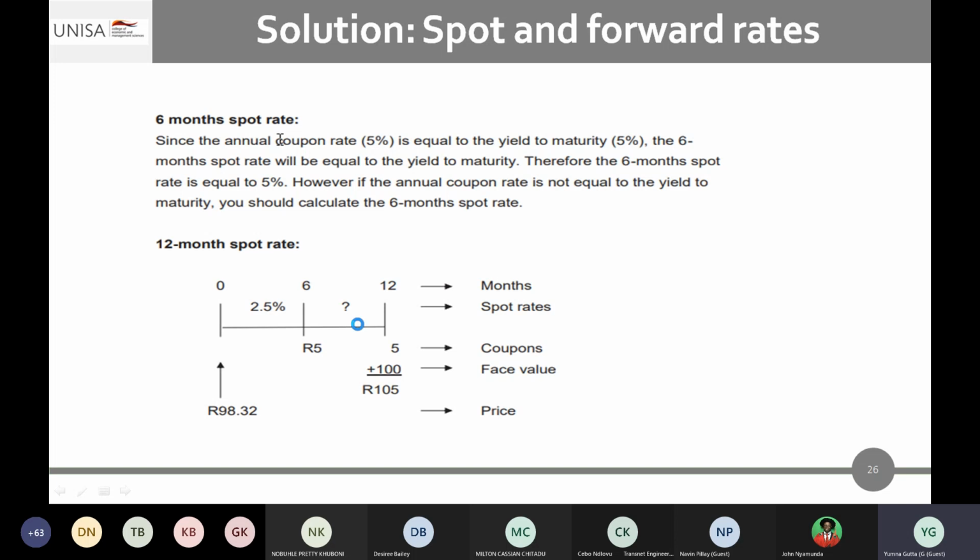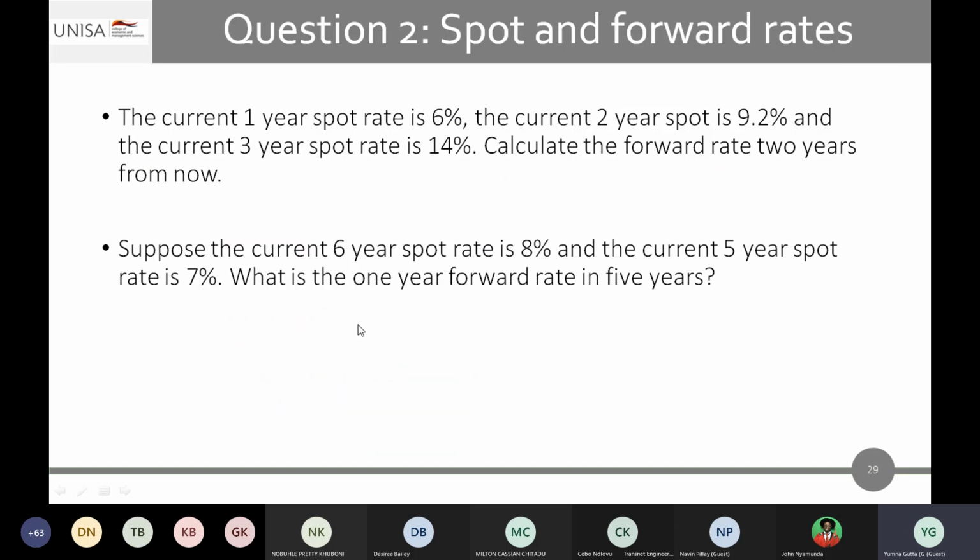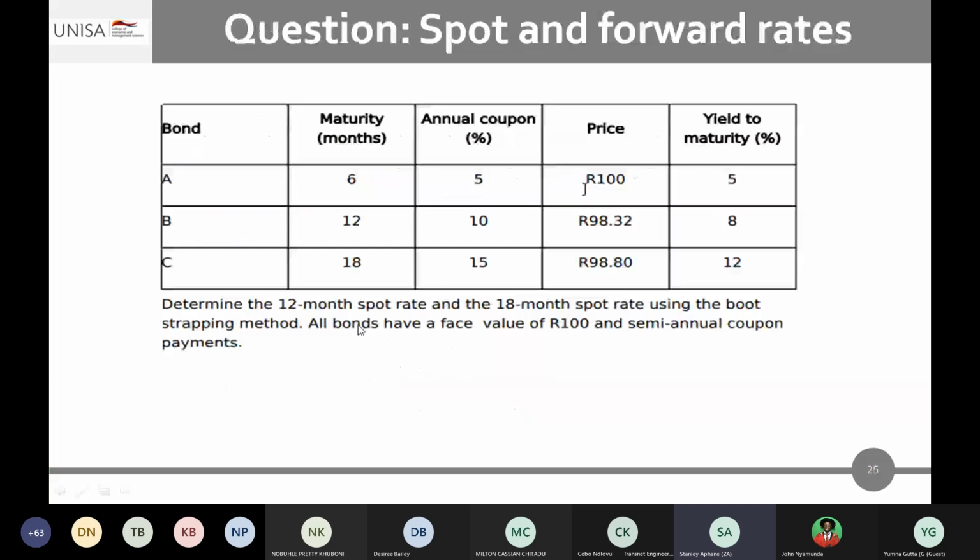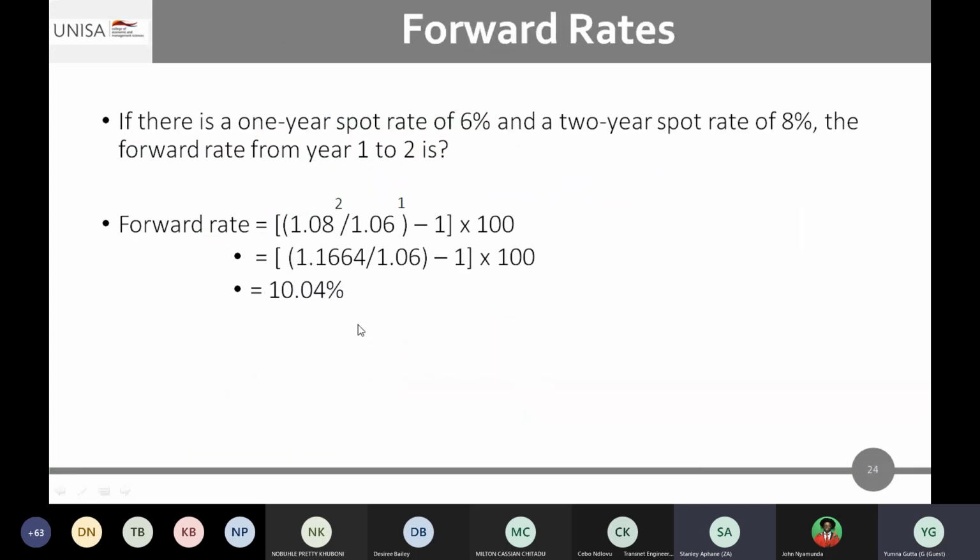Let's look at another question. Can you go back to the previous slide, please? I just need to understand something. How do you get 1.1664? You say 1.08 squared. Some of us didn't do mathematics. That's fine, that's why you must stop me and we can go through it slowly. Can you take me through how you calculate it? It's 1.08, and then how do you square?